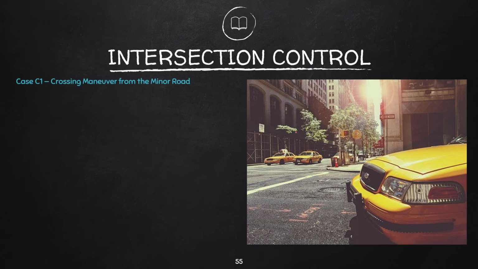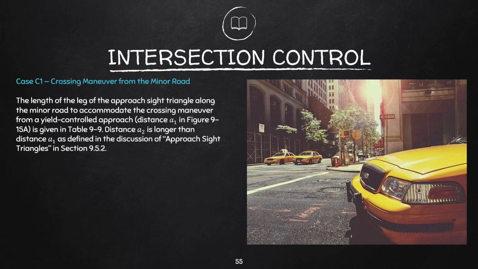You have two cases for case C. Crossing maneuver from the minor road. The length of the leg of the approach side triangle along the minor road is to accommodate the crossing maneuver from a yield-controlled approach. Distance A sub 1 in figure 9-15A, similar to the previous figures, is given in table 9-9. Distance A sub 2 is longer than distance A sub 1, still the same with the previous discussions of approach side triangles.